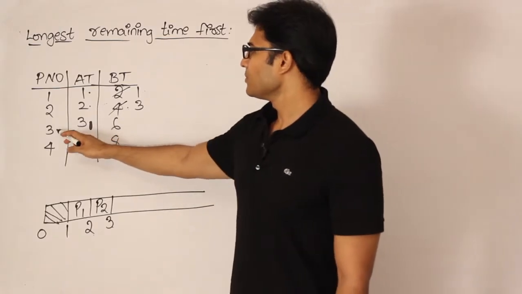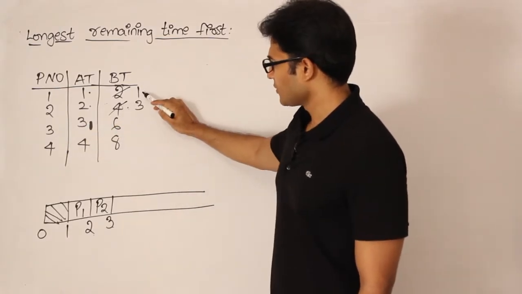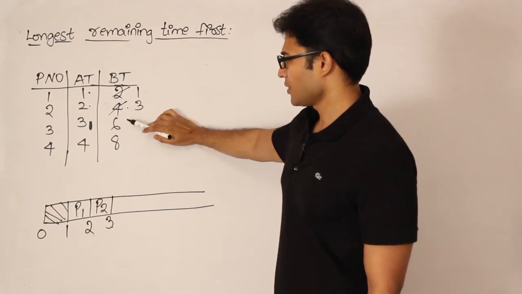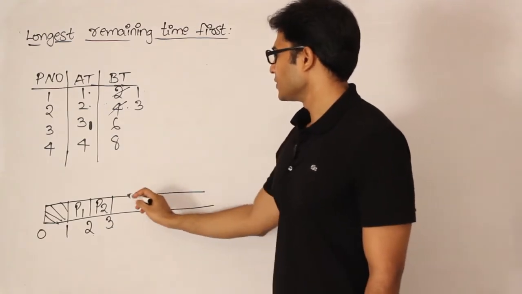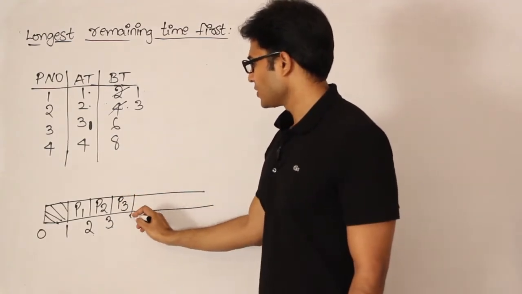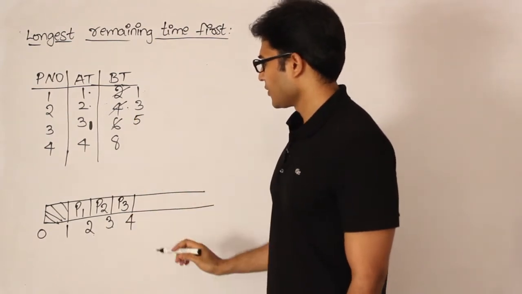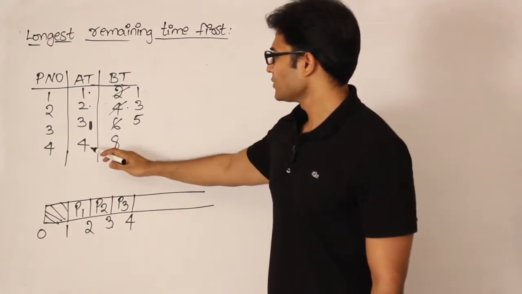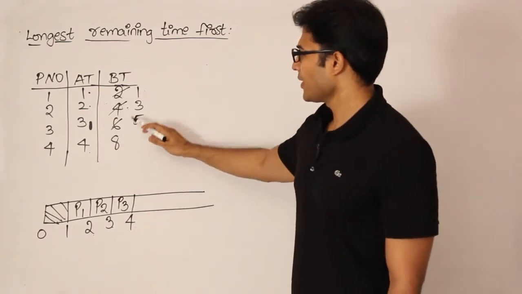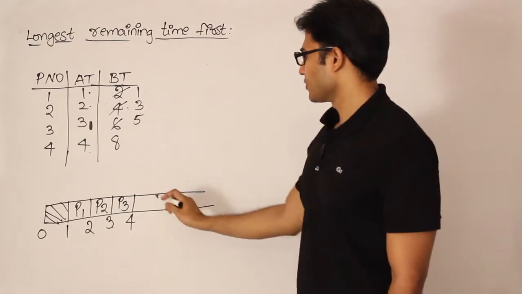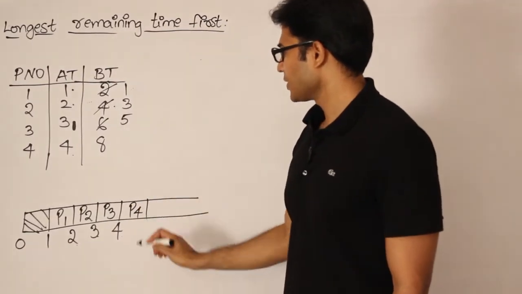Now by the time 3, P3 is also available, and if you check it, all 3 processes are available, and the longest one is P3. Therefore P3 gets scheduled and we shall run it for 1 unit, and now we shall check what is the time and what has arrived. Now the time is 4, and by this time all of them have arrived, and among all of them the longest one is P4. Therefore I am going to schedule P4 first, right?